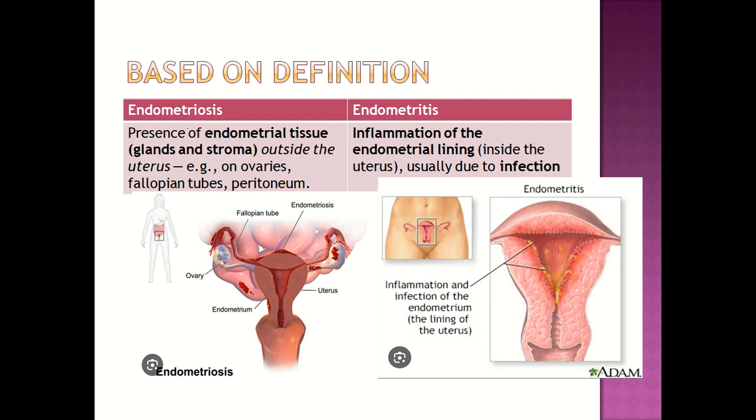So endometriosis is the presence of endometrial tissue, that's glands and stroma, outside the uterus, for example on ovaries, fallopian tubes, or even the peritoneum. So you can see the endometrial tissue here, which is supposed to be around the inner layer of the uterus, is now outside the uterus. You can see it on the peritoneum, on the ovaries, and on the fallopian tube.